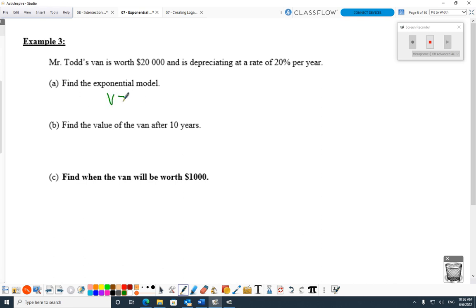Value equals, always the start value right there. That's what's beautiful about exponential models. You always put the start value right there, 20,000. And then there's some growth rate per year. T in years here.